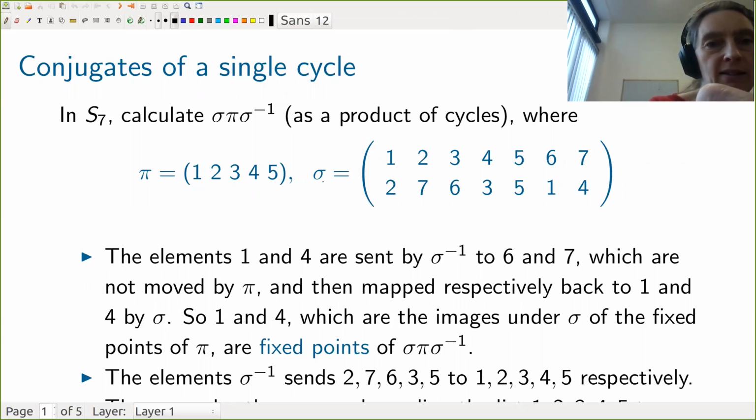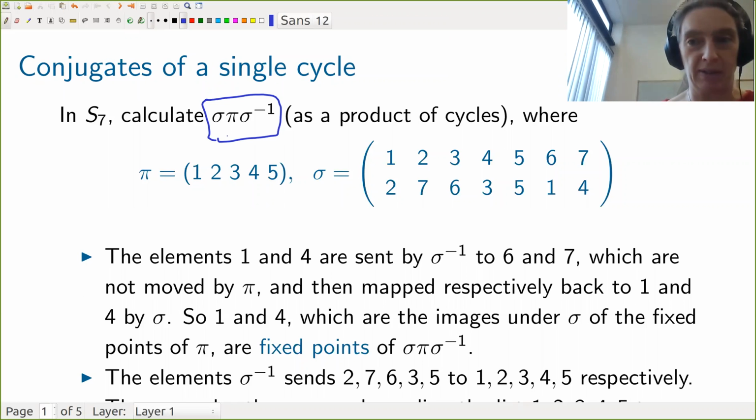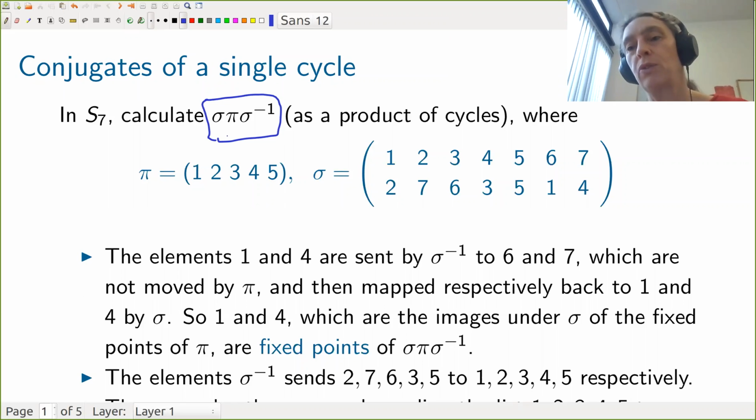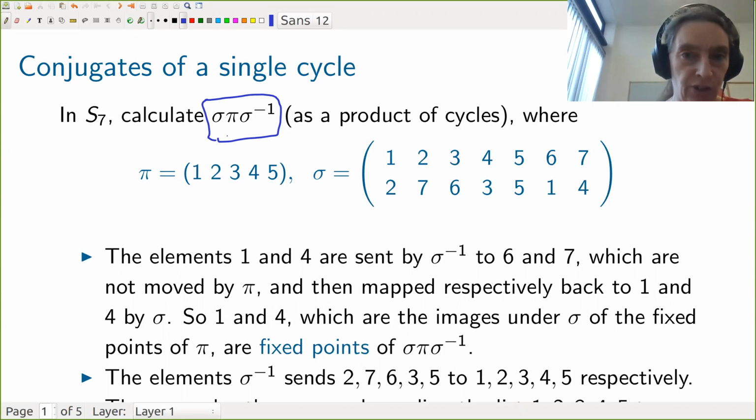And let's calculate the element that you get if you conjugate pi by sigma, by taking sigma after pi after sigma inverse. Basically, our question is: what does that element look like as a product of cycles? And can we describe what it looks like without having to go through the whole process of computing these compositions from scratch?